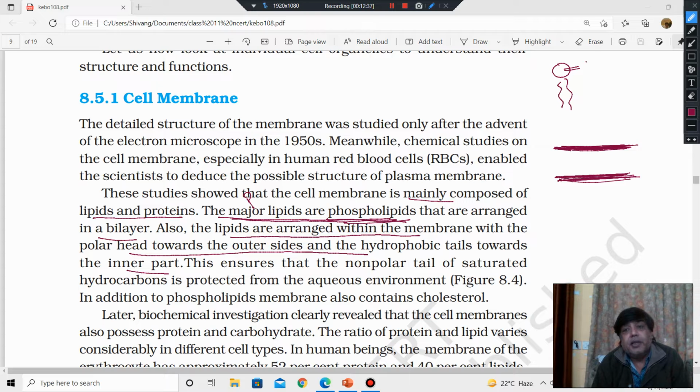Hydrophilic head: hydro means related to water, philic means loving, water loving. And hydrophobic, phobic means phobia, fear of something, hydro water hating. So these tails are hydrophobic and this is the hydrophilic head.